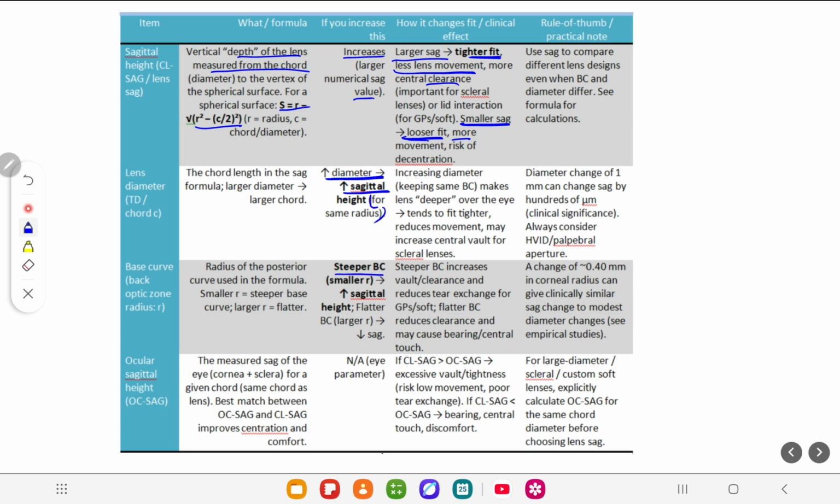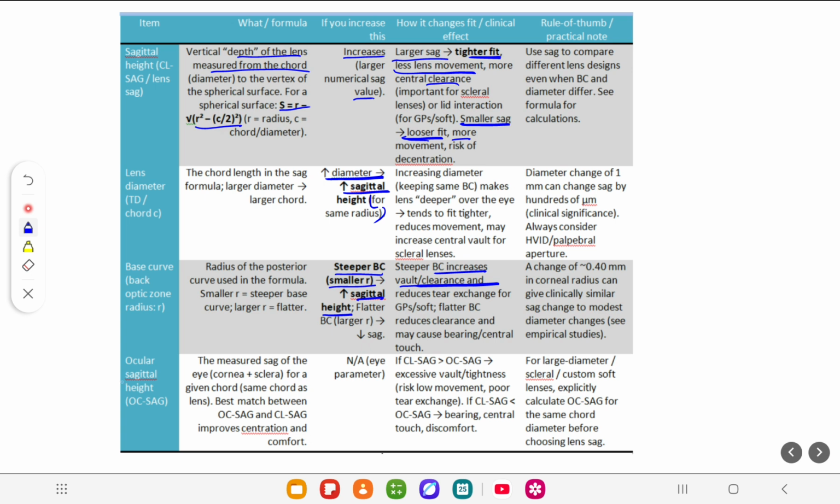So steepen the base curve. What do you mean by steepen? A smaller radius of curvature will increase the sagittal height, considering diameter is constant. So that's a very important concept. A steeper base curve increases the vault and clearance, so definitely it will create tight fitting.